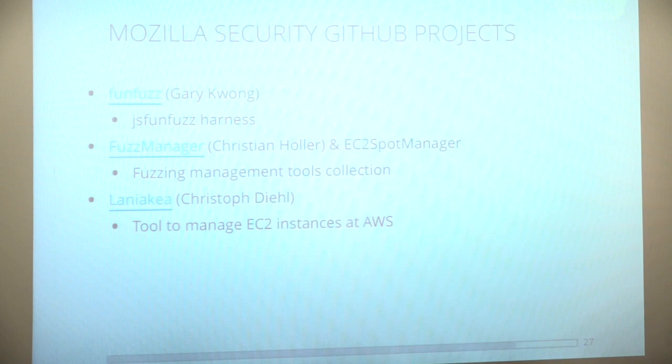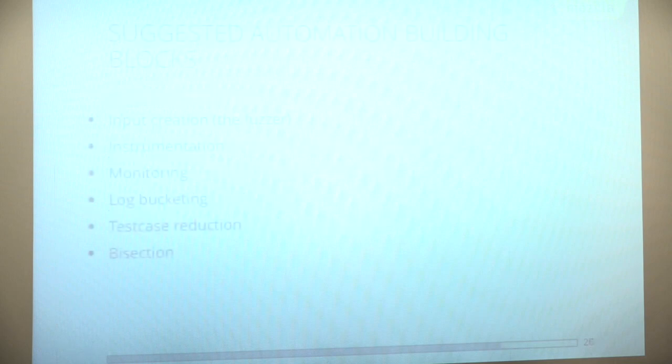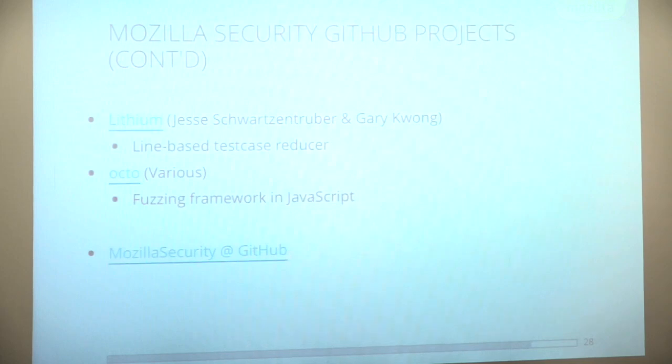Basically, all of our code reports to a local instance of FuzzManager. That's the reporting tool. And we have the harness for jsfunfuzz. In fact, jsfunfuzz is present in the funfuzz repo, as well as a tool to manage EC2 instances called laniakea. It's all via the command line. And we have test case reducers. And in fact, right now we're working on splitting up the automatic bisection into a separate repository. So all those are in the works, and you might want to follow Mozilla Security on GitHub, right? And we also have a fuzzing framework in JavaScript.